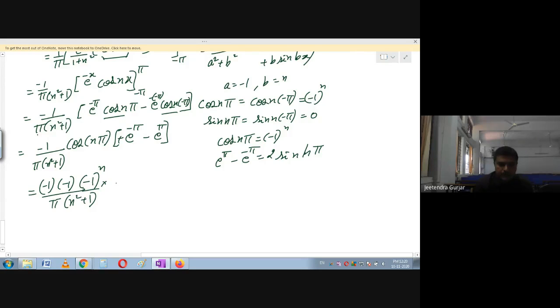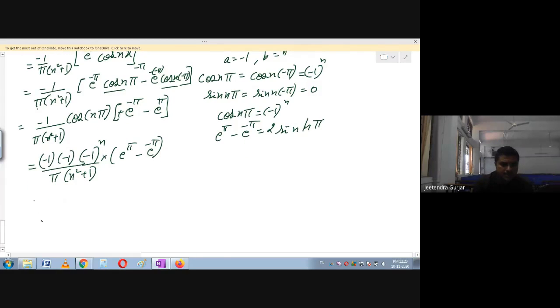This is into. Now you can see here, I have taken minus outside, means this is e raised to pi minus e raised to minus pi I am going to get. Now further if you simplify, this is equal to minus 1 into minus 1 plus 1. So only minus 1 raised to n is remaining, divided by pi n square plus 1 is remaining. e raised to pi minus e raised to minus pi is already given, it is 2 sinh pi. So this is how you have to calculate the values, friends.